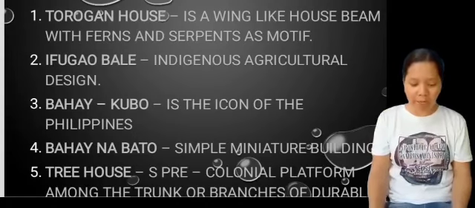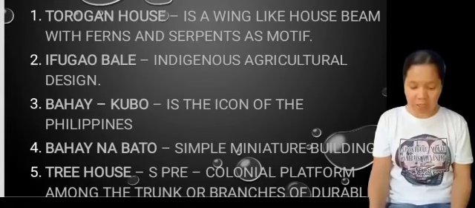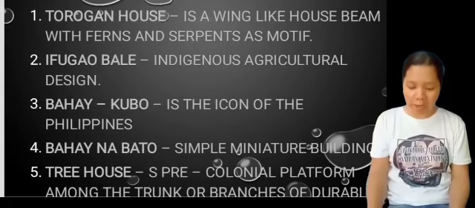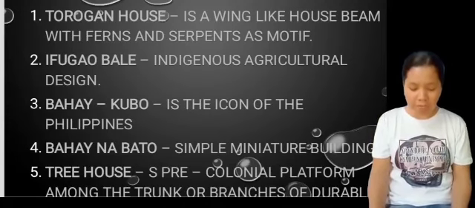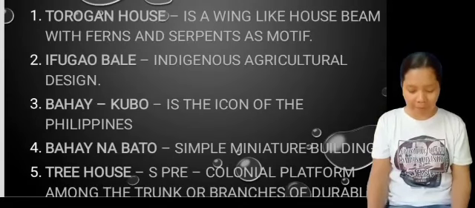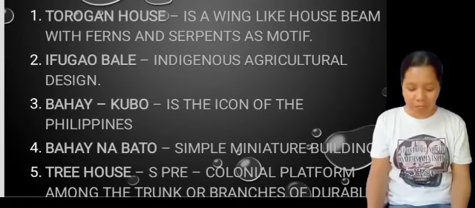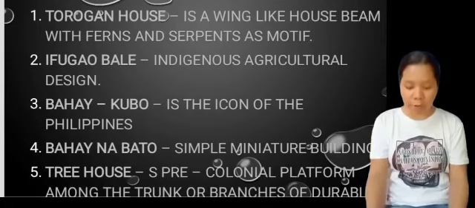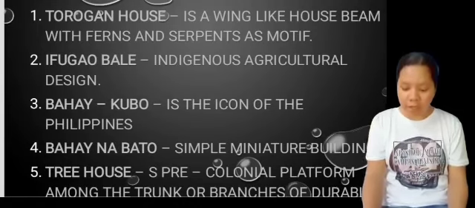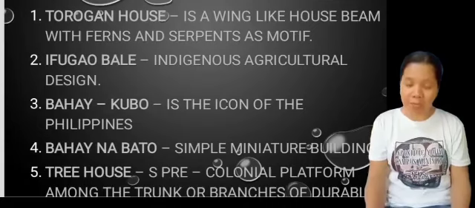Ifugao Bale. It is an indigenous architectural design harmoniously seen in the Banaue rice terraces. Bahay Kubo. It is also known as Icon of the Philippines or also known as Payag or Kamalig. Bahay na Bato. It is also called in English House of Stone. It is a simple miniature building. Tree House. A pre-colonial platform among the trunks or branches of durable and mature trees.